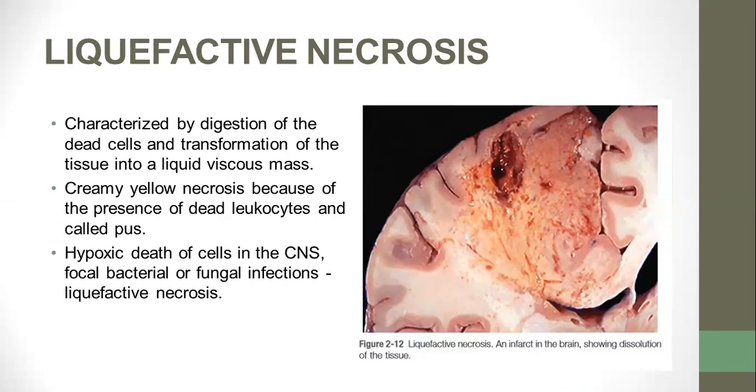So liquefactive necrosis is characterized by enzymatic digestion of dead cells, and there the tissue transforms into a liquid mass. It is creamy yellow in color because of the presence of dead leukocytes, and this is called pus. This is commonly seen in ischemia and hypoxia occurring in the central nervous system or in the neurons. It can also occur due to focal bacterial or fungal infections.